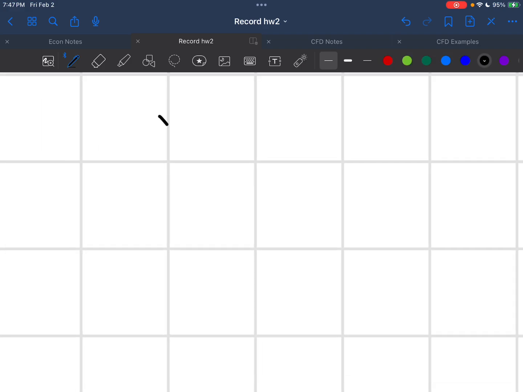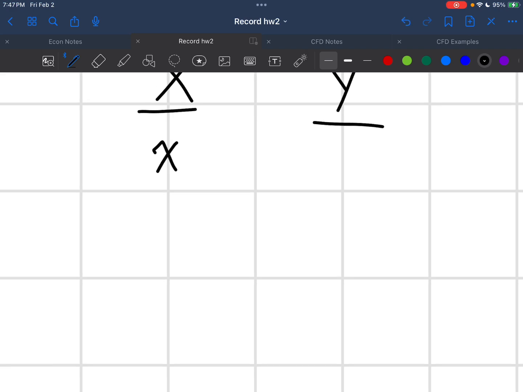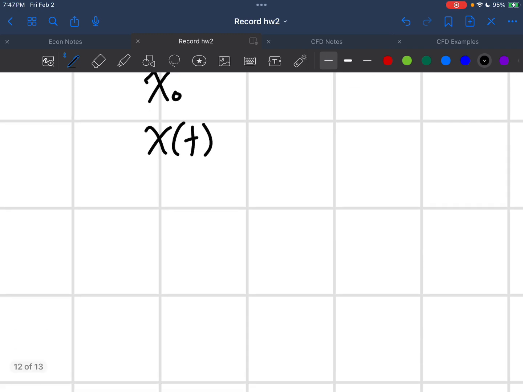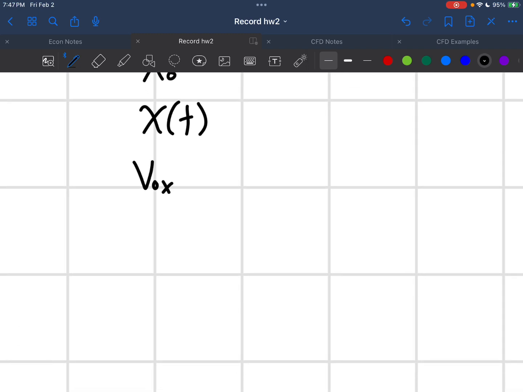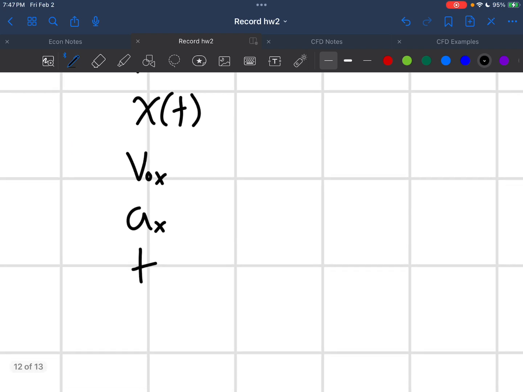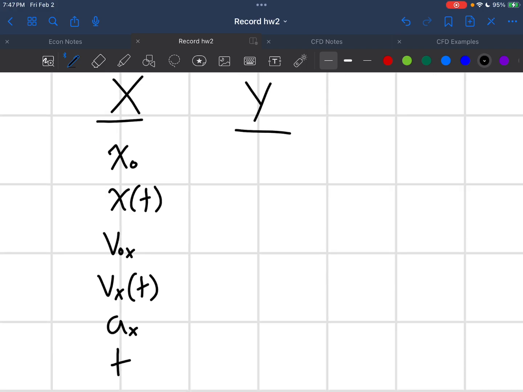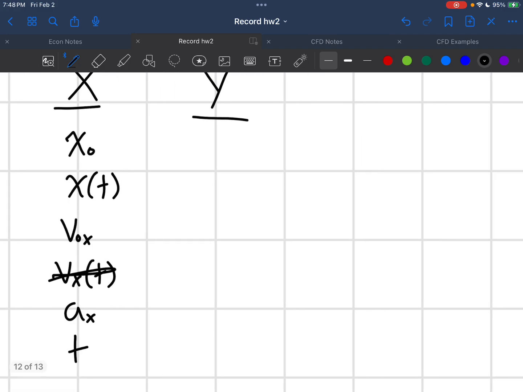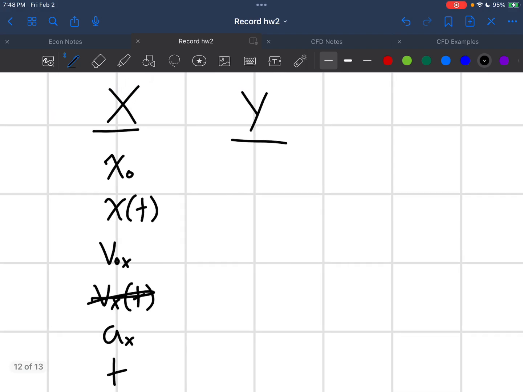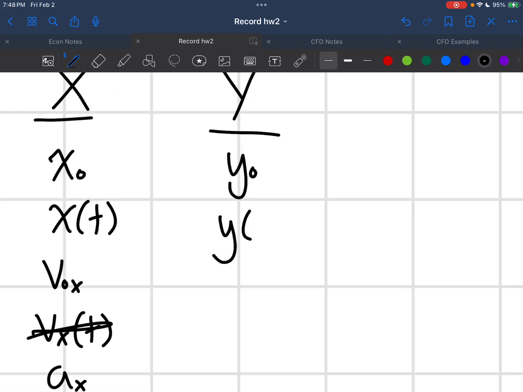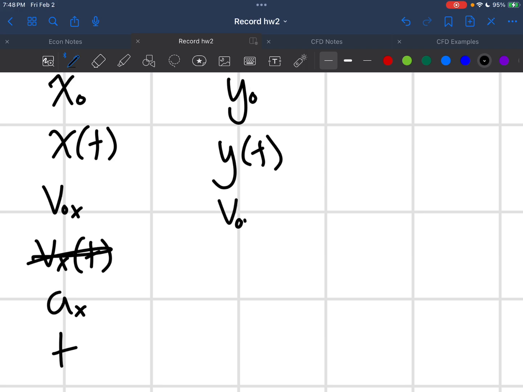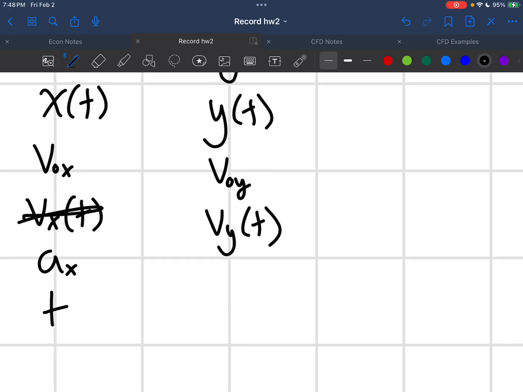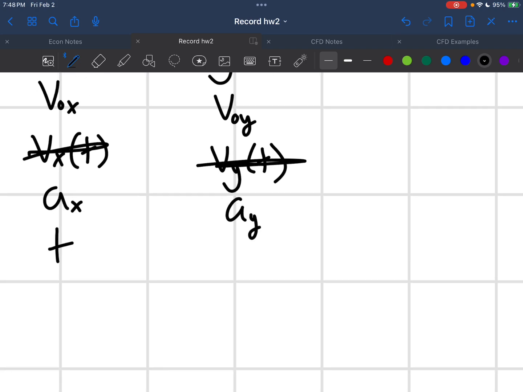So I'm going to think about what do I know and what do I not know in this problem. I have my x0, x of t. I have my v0 x. I have my ax. I have t. Ooh, I skipped vx of t. But we don't really care what that is because we aren't solving for the speed with which it hits the ground, and we also don't know what it is, so we can ignore it anyways. But it's good just to write it. Vy of t, same exact thing, ay and t.